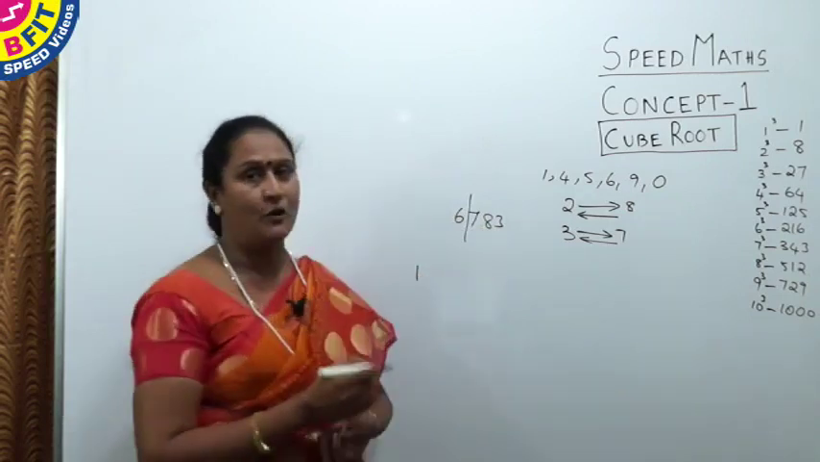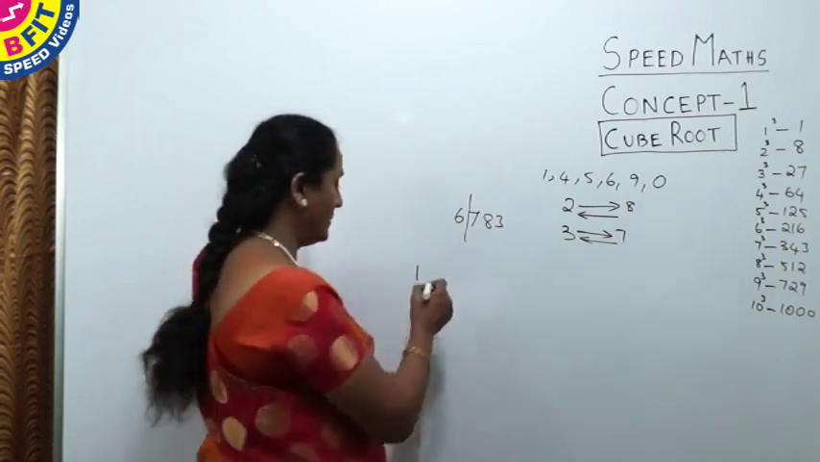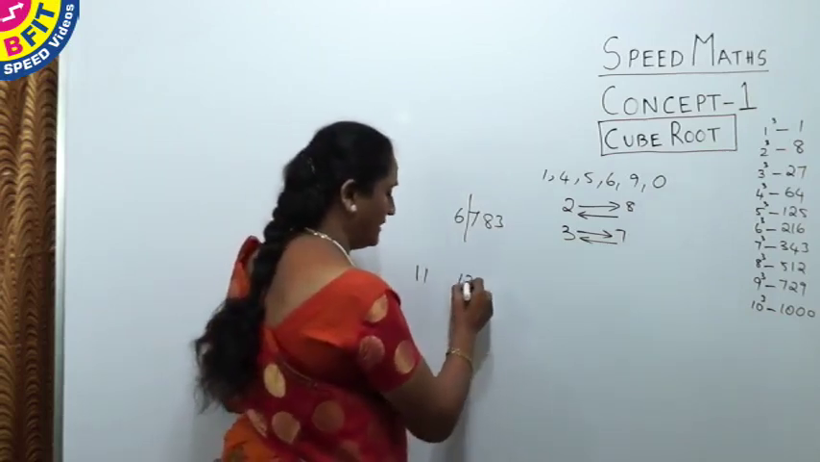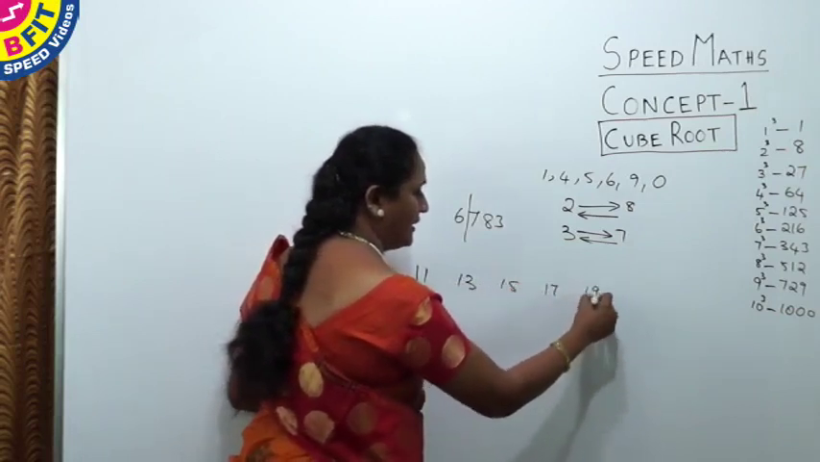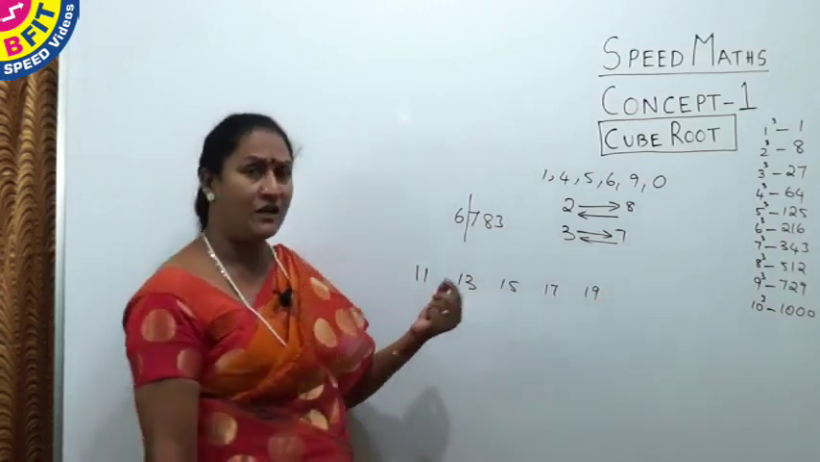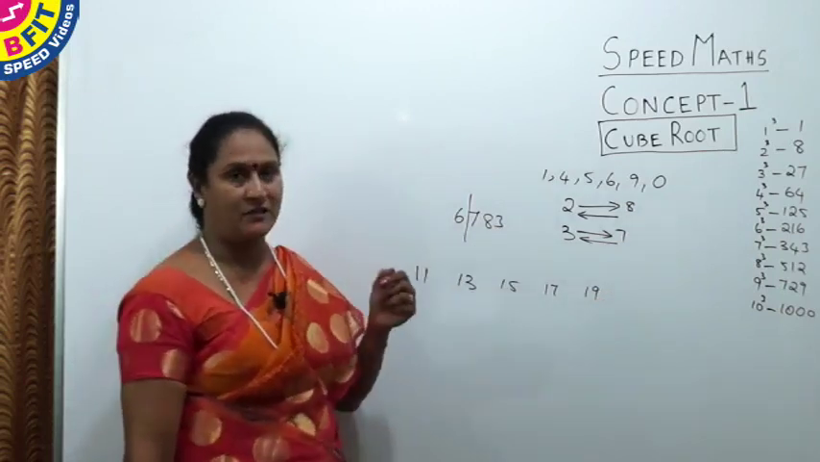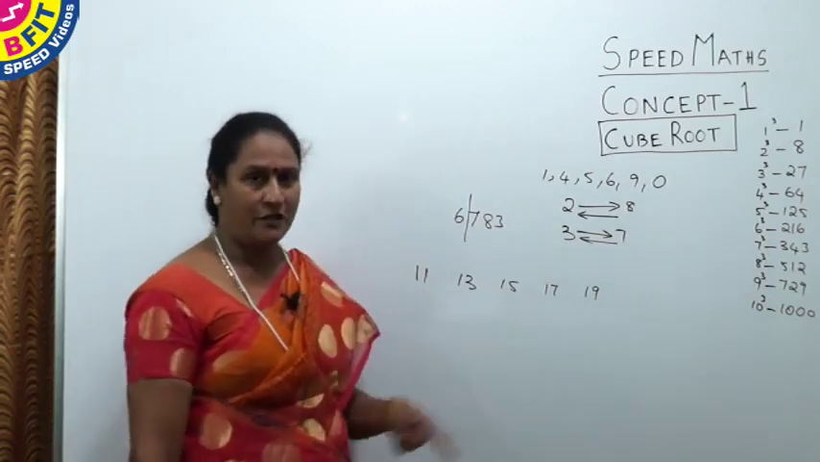So we are talking about odd numbers. We will pick out all the odd numbers starting with 1. So it is 11, 13, 15, 17 and 19. Now the product of which three consecutive numbers should be this? It is not 11 into 13 into 19. It should be consecutive numbers.